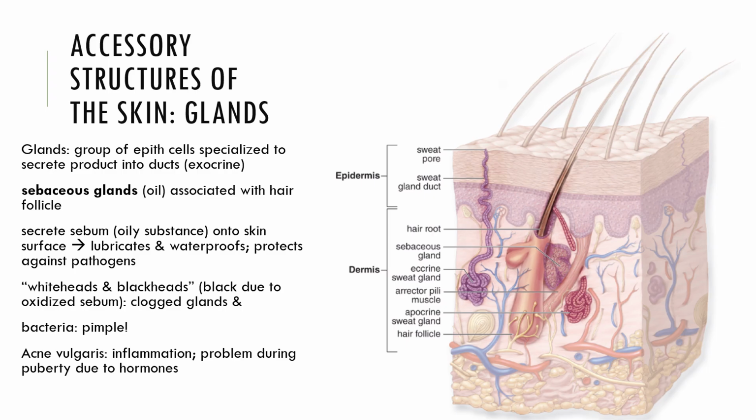Next, we have apocrine glands, A-P-O-C-R-I-N-E. These are found in specific areas like your armpits, your groin, and around your nipples. These are found in open hair follicles. Apocrine glands become active during puberty and produce thicker secretions that, when they are broken down by bacteria, cause body odor.